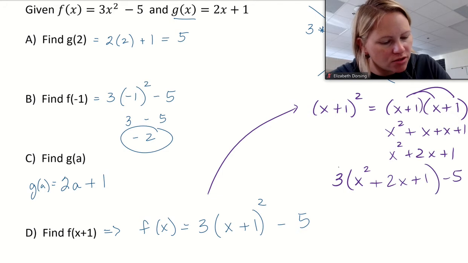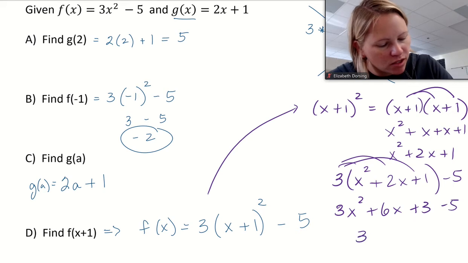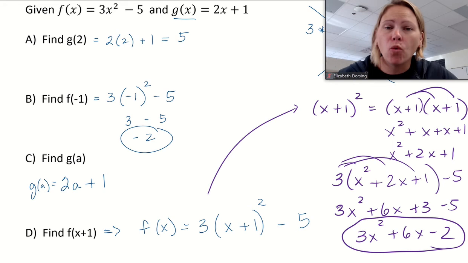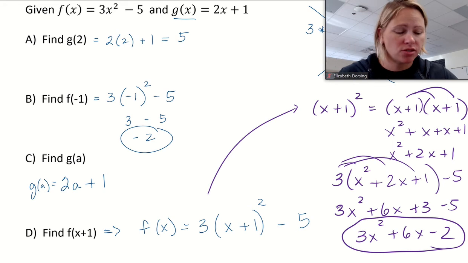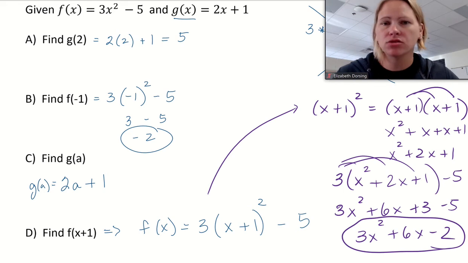Minus 5. So now distributing my 3, I get 3x squared plus 6x plus 3 minus 5, which finally multiplies out to 3x squared plus 6x minus 2. Now, this is probably what you would find on a multiple choice test. So if you look and you don't see your initial answer, you may need to do some further simplification.